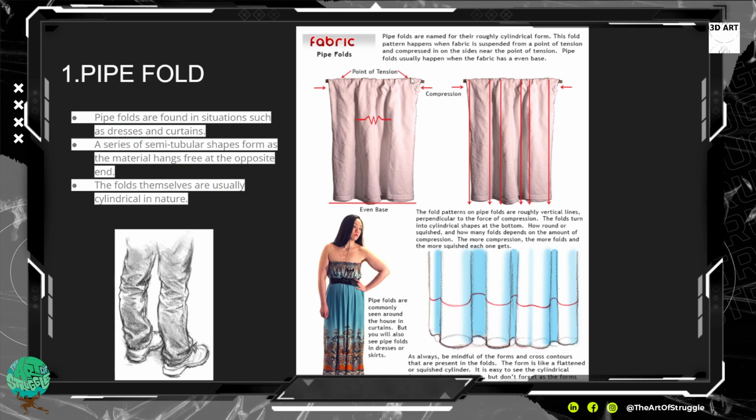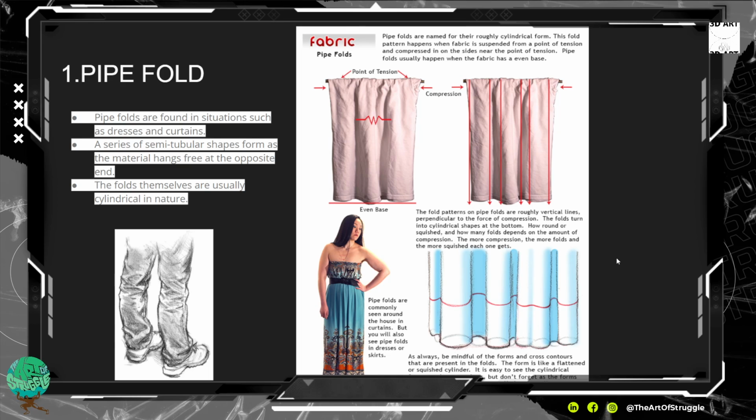Sometimes you'll see that the points of tension when it comes to pipe folds are on a long bar like this, or you can get them when you're compressing the clothing with a belt. Maybe it's a priest wearing a robe, and he has to use a rope to tie the robe, and you'll get those long pipe folds that are commonly seen in house curtains and different types of dresses and skirts and things like that, right?